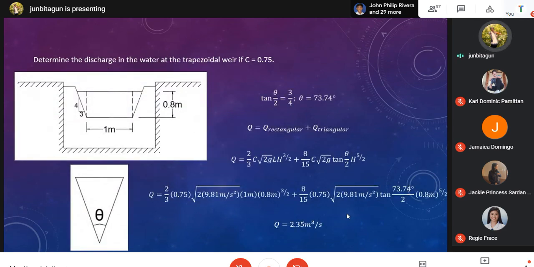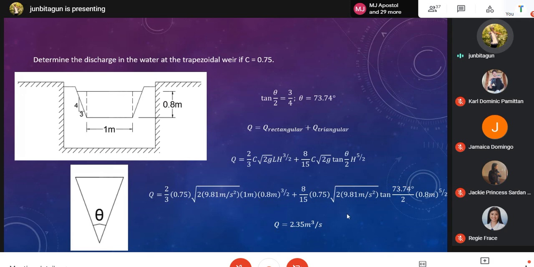Then lastly, ito, trapezoidal. So ang gagawin natin, hatiin natin yung trapezoid sa nakikita nyong ganun ngayon, no? Hidden line. Tapos i-combine natin yung triangle from the left and the triangle from the right. Tapos magiging parang yung triangle sa baba. Yan ang itsura niya. Na 4:3 yung slope niya, 4 vertical, 3 horizontal. So yun, kunin nyo muna yung tangent theta with the use of the slope. Pwede yan. So tangent theta over 2, malamang yung kalahati, di ba, ng theta natin.